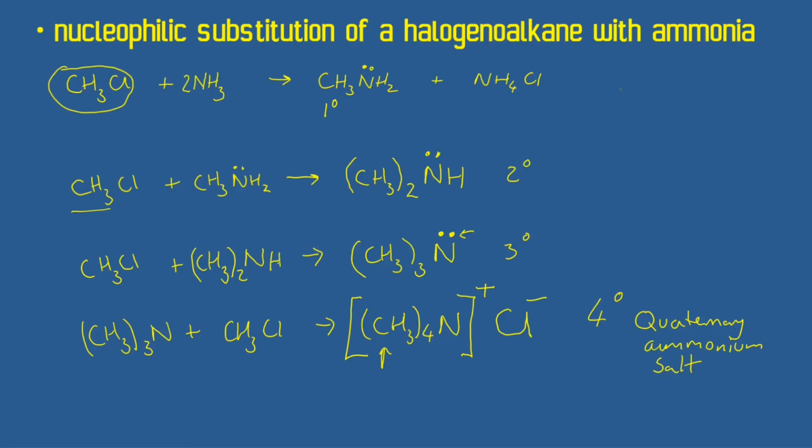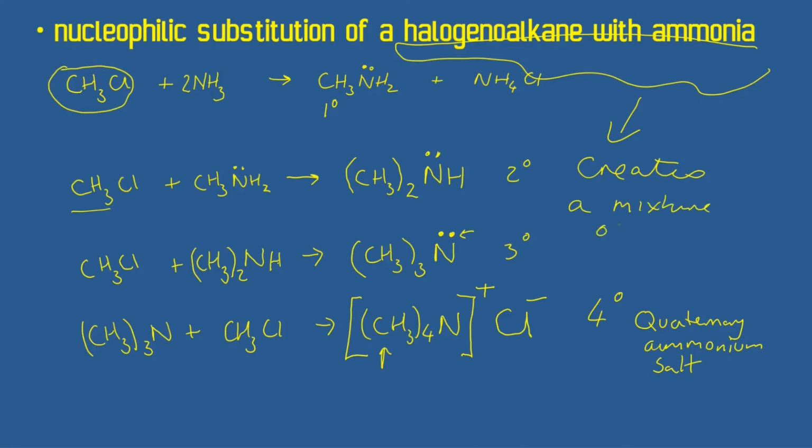So we can make amines by reacting a halogenoalkane with ammonia, but it has its problems. It forms a mixture of products. So this can be a little bit of a problem. How can we get around it? Well, we find an alternative synthesis.